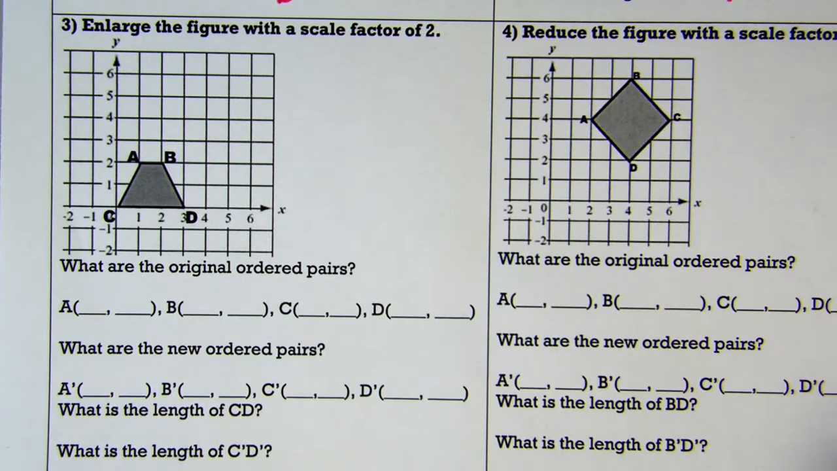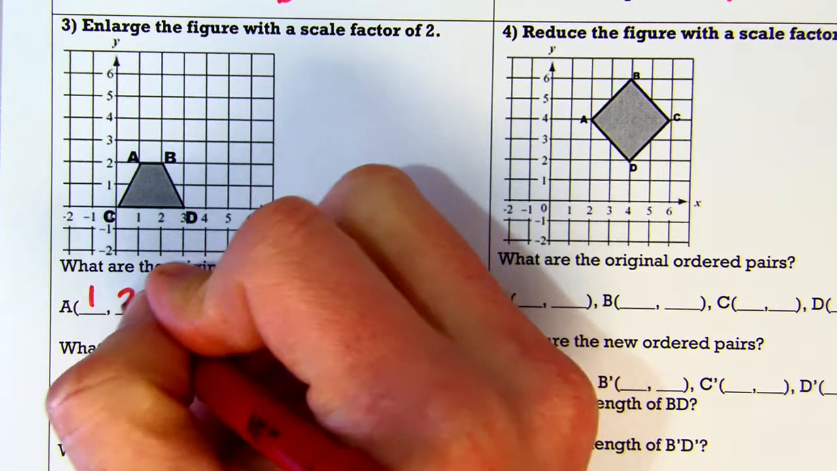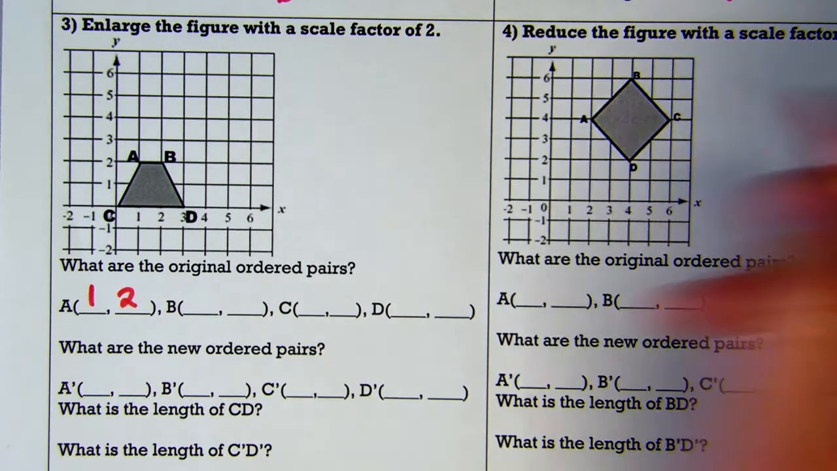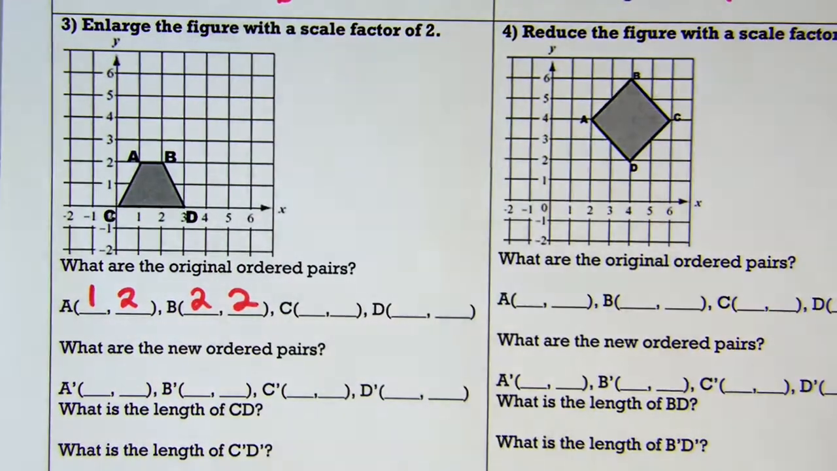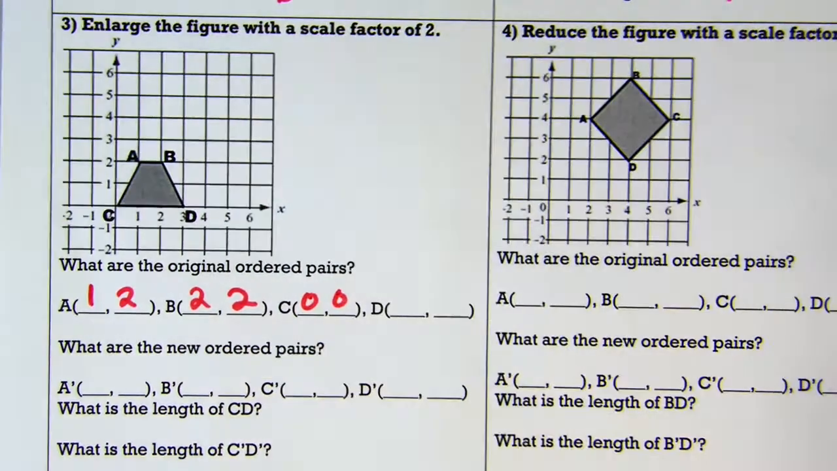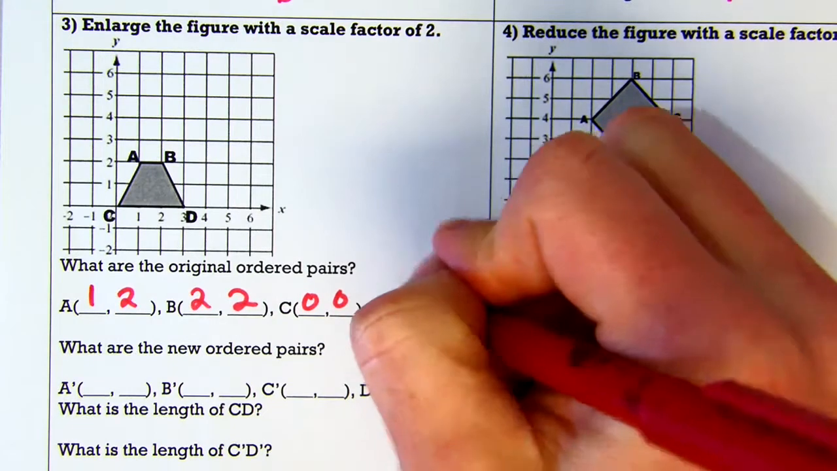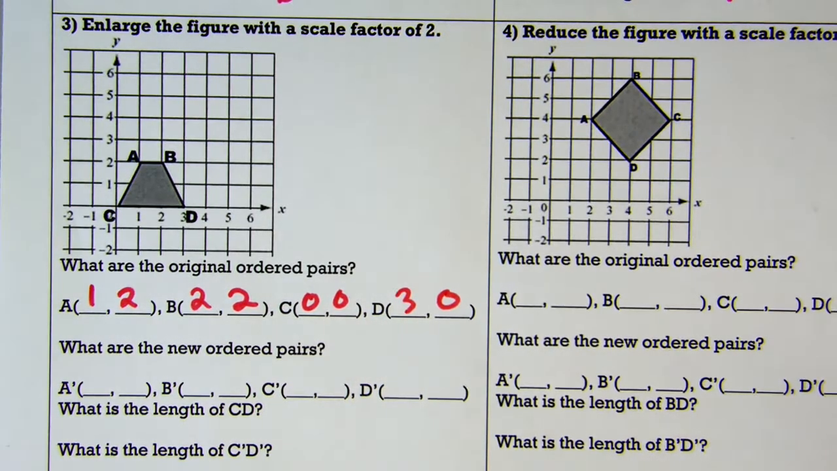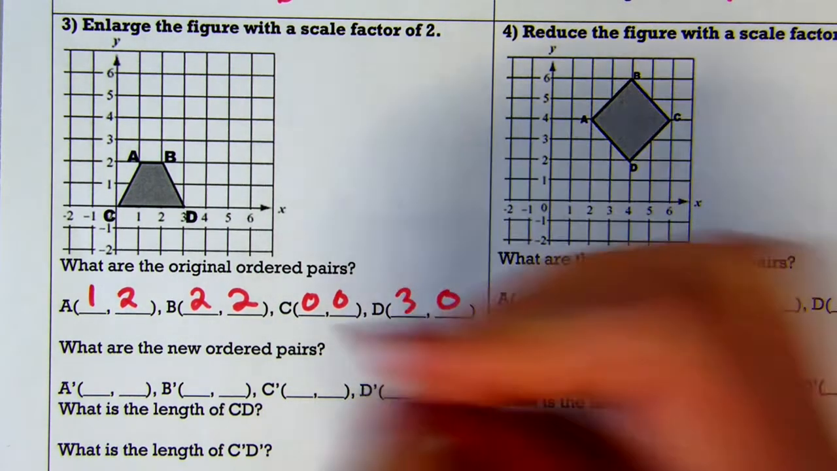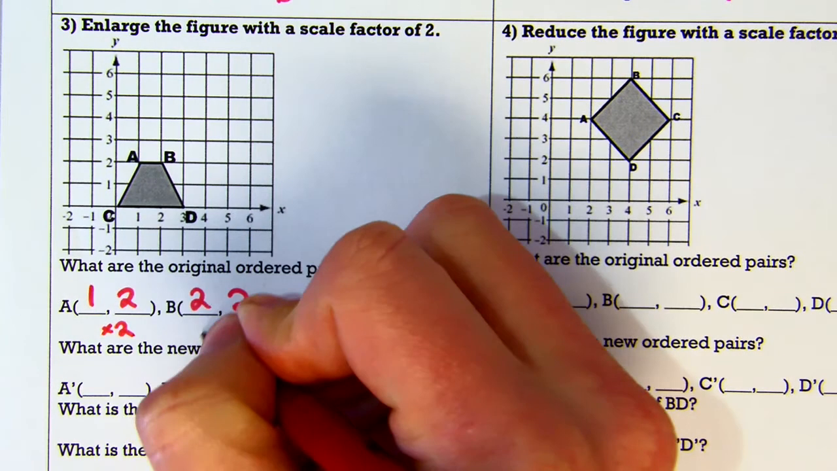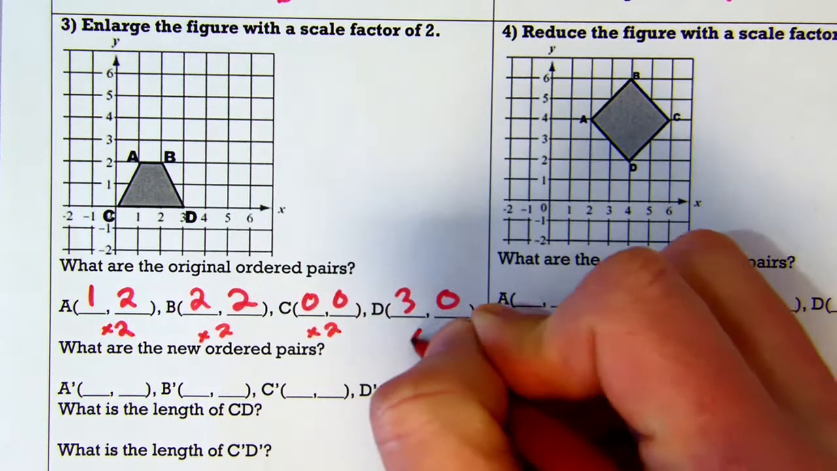So let's go ahead and write our original ordered pairs. Our original ordered pair for A is 1, 2. Original for B is 2, 2. C is 0, 0. And D is 3, 0. So because my scale factor is 2, I'm going to be multiplying everything by 2.